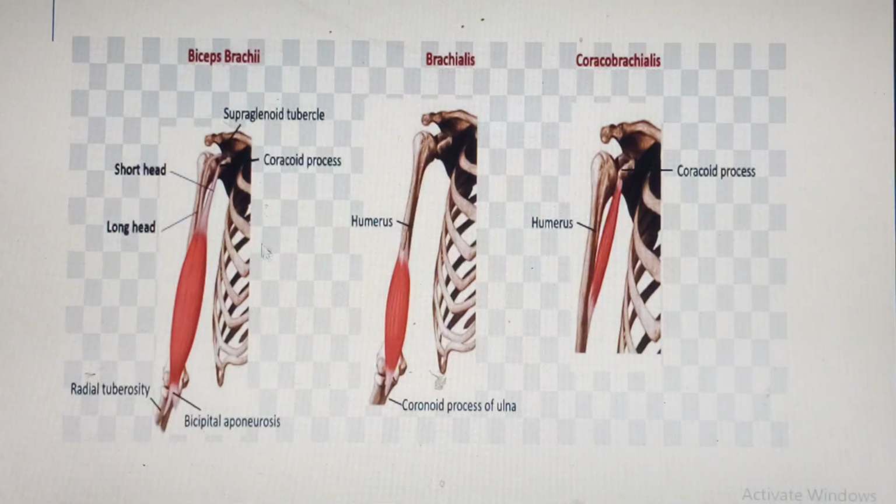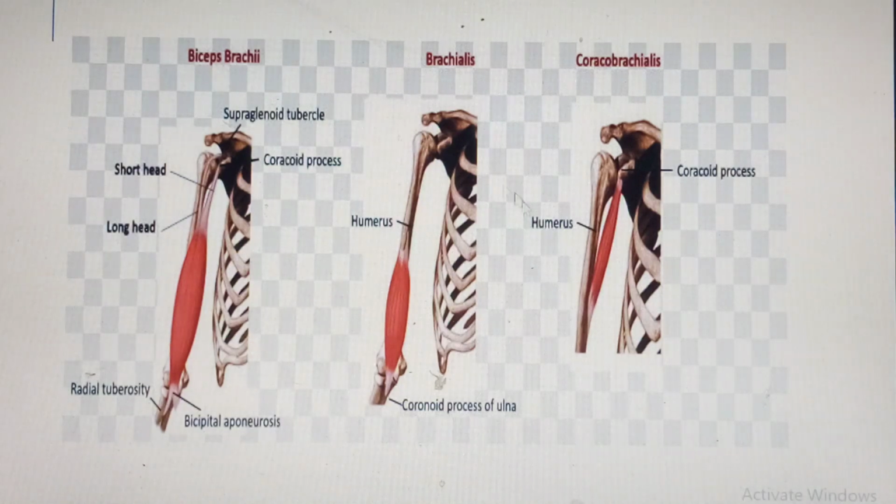If I cut and reflect this one, then deep to it, taking attachment from the anterior aspect, and the anterior lateral and anterior medial aspects of the lower shaft of the humerus, will be the brachialis muscle, which inserts on the ulnar tuberosity. Then, taking attachment from the coracoid process but inserting at the medial aspect of the middle shaft of the humerus, opposite to where the deltoid tuberosity is, is the coracobrachialis muscle.